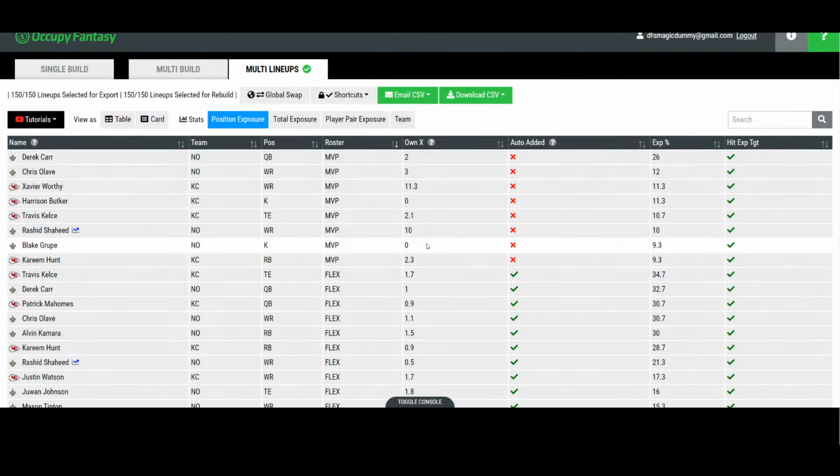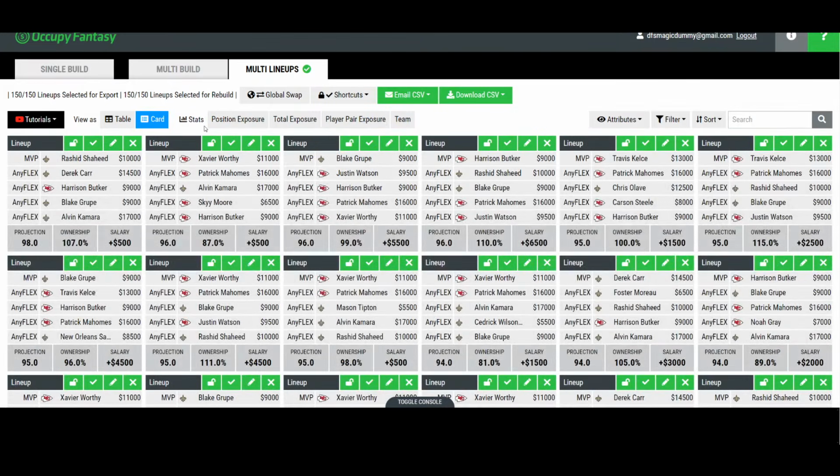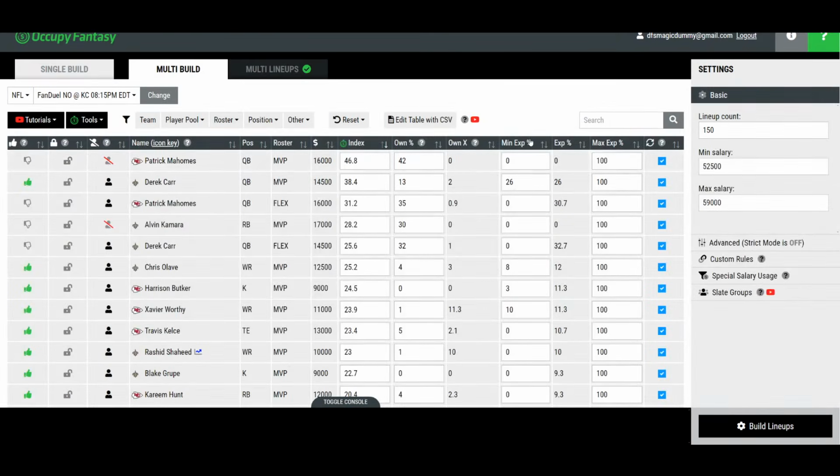Now, if Mahomes or Kamara is not the optimal MVP, we have a really good shot of finding the optimal MVP with our run here, right? Good idea. Let's say we went the other route. Let's go back to multi-build. Let's remove these min exposures. Let's reset exposures. Done. Very quick. All right. Let's keep these guys back in.